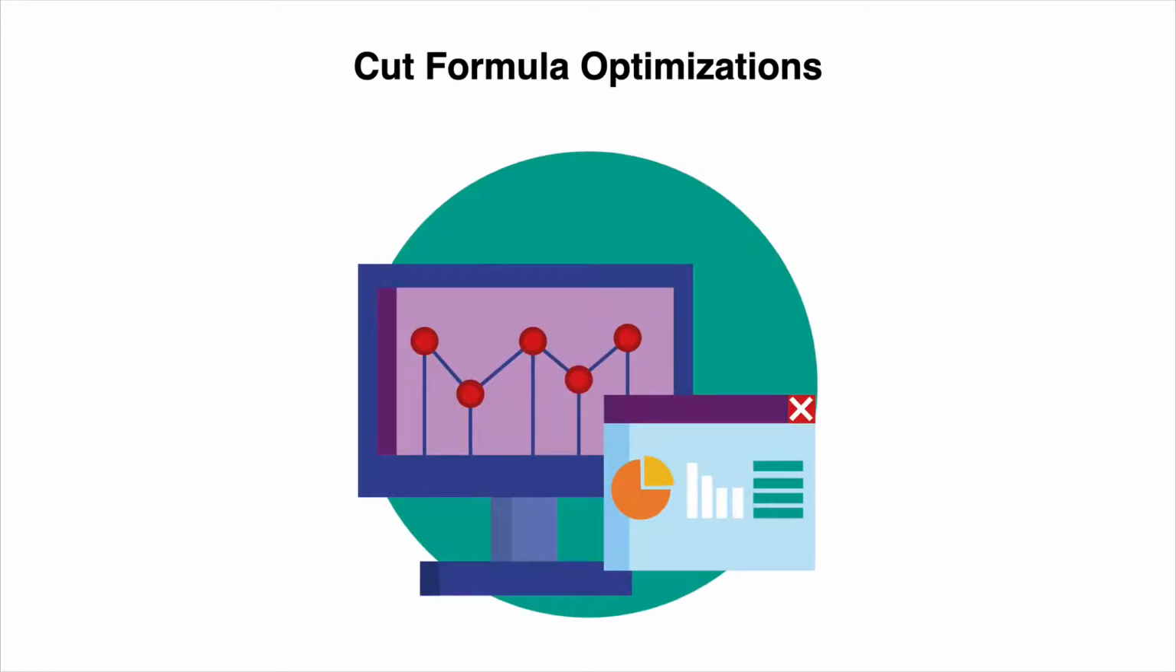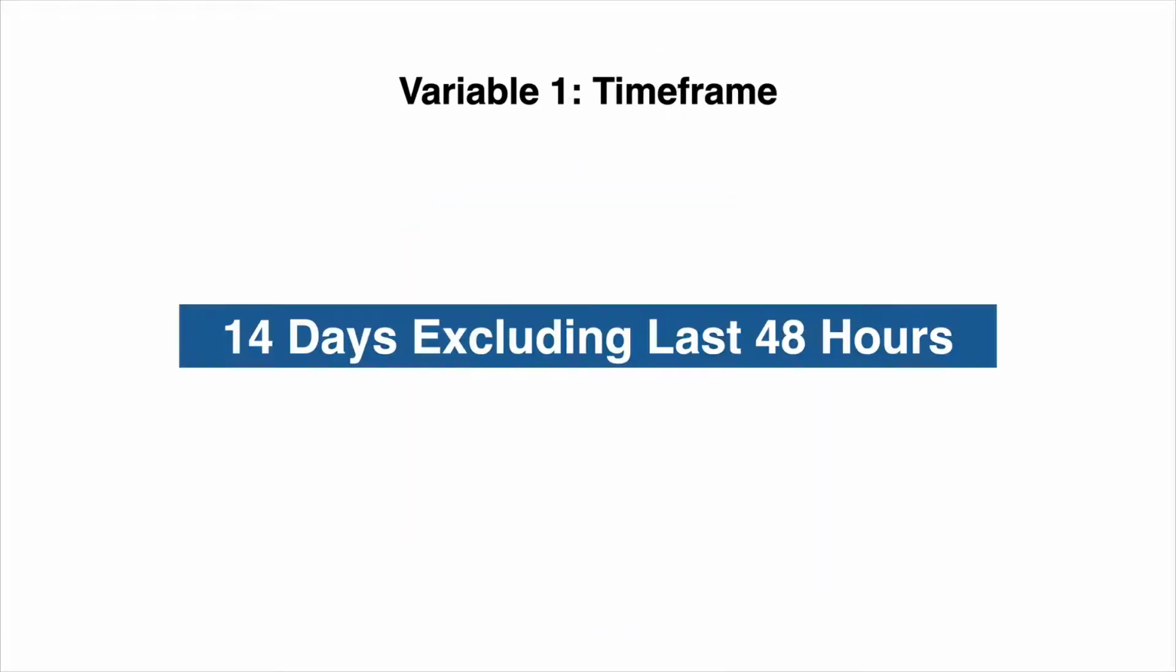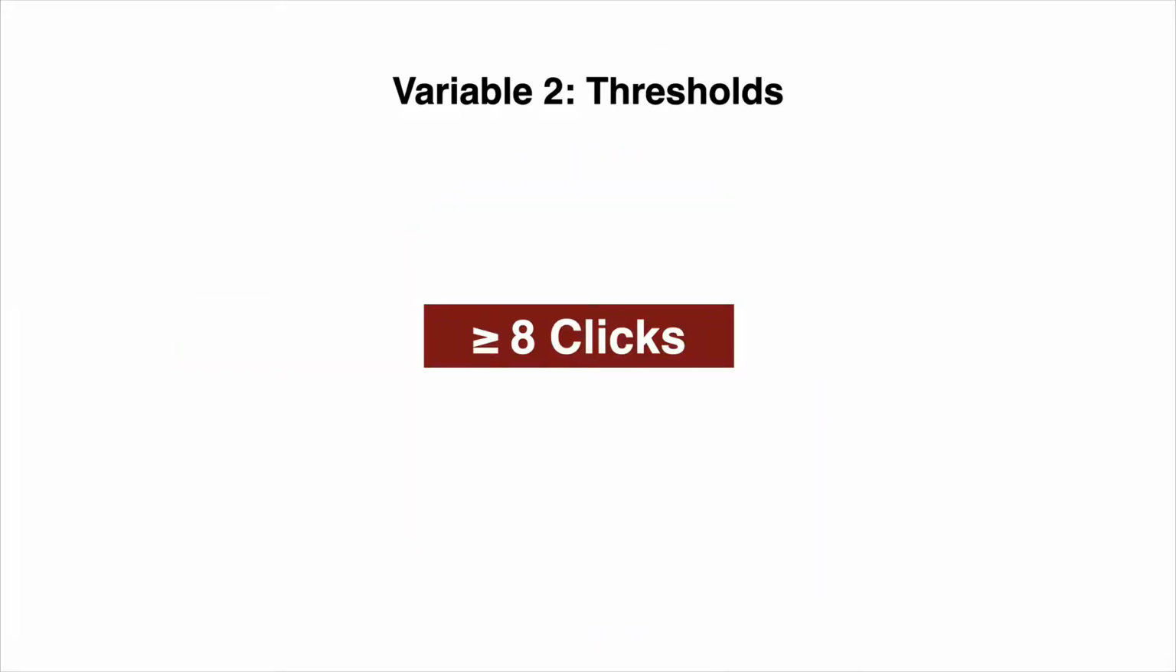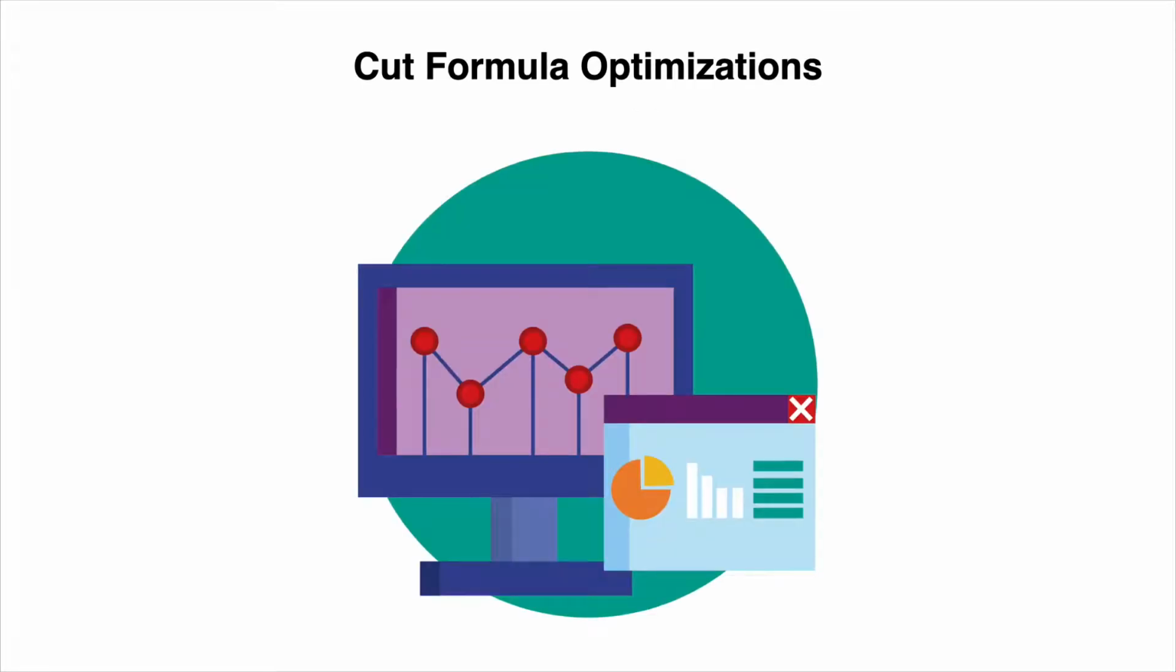So let's go over cut formula optimizations. So if a keyword has greater than or equal to 8 clicks, generated 0 orders, and has greater than $1 spend, it qualifies for a bid optimization. That means we'll make a change to it.